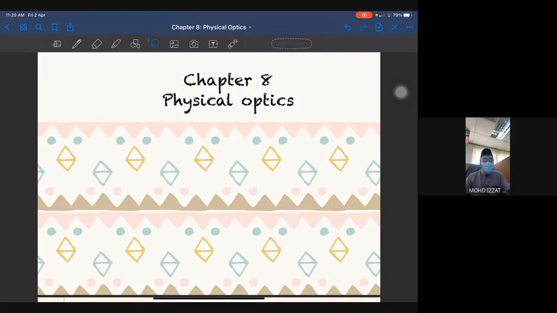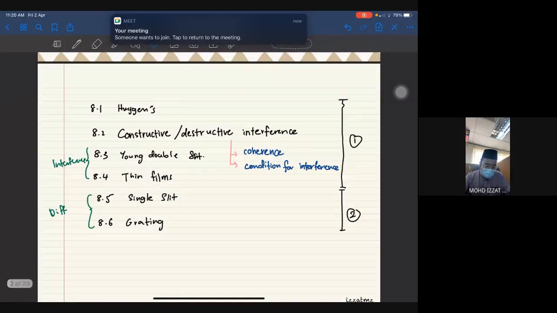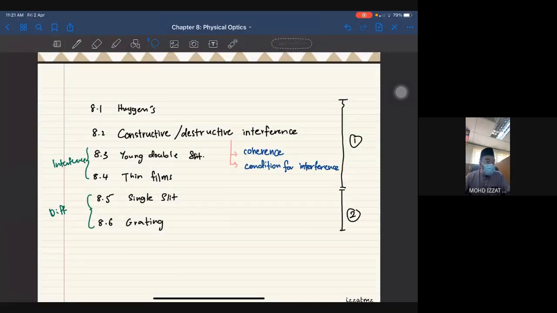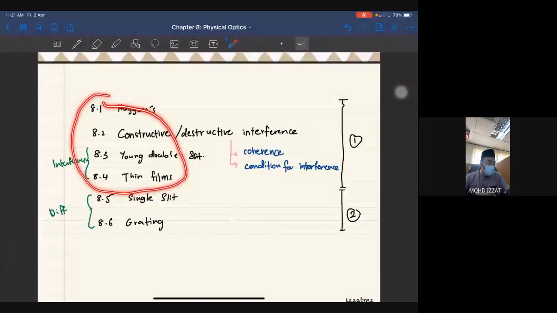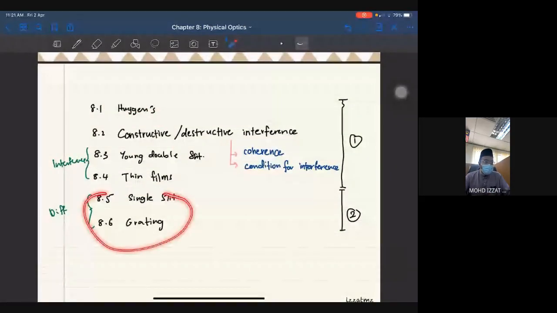Okay, chapter 8 is about physical optics. Physical optics has 6 subtopics. The first 4 subtopics are about interference, and the last 2 subtopics which we will learn today are about diffraction.